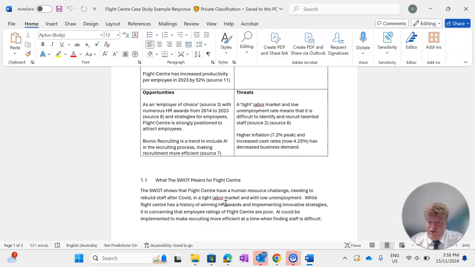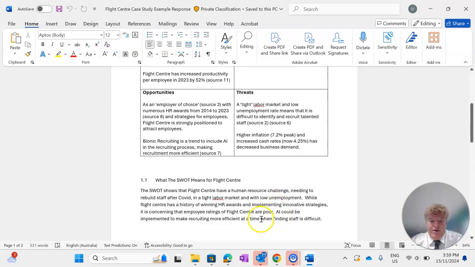The SWOT shows that they have a human resources challenge, needing to rebuild staff in a tight labour market with low unemployment. So these things have all come out of the SWOT. Everything has to come out of the SWOT, this and the relationships, patterns, and trends. While Flight Centre has a history of winning HR awards and implementing innovative strategies, it is concerning that employee ratings of Flight Centre are poor. So we've put together a couple of ideas there.